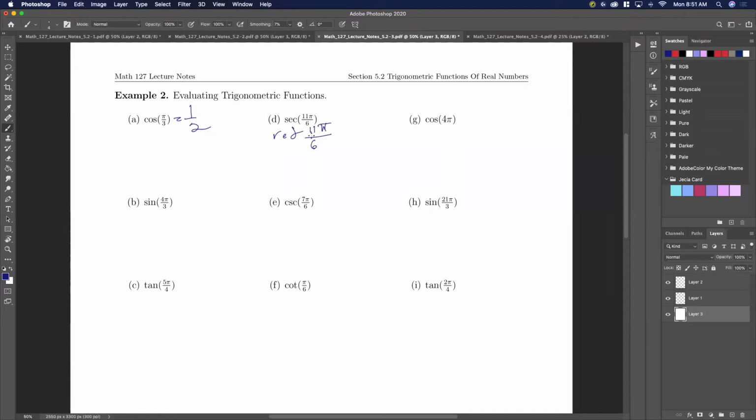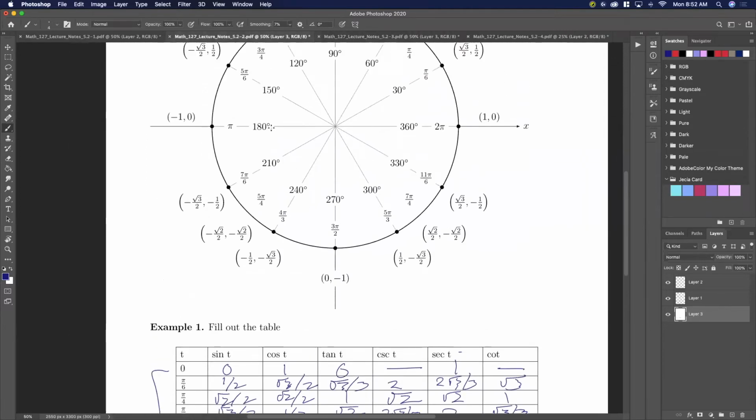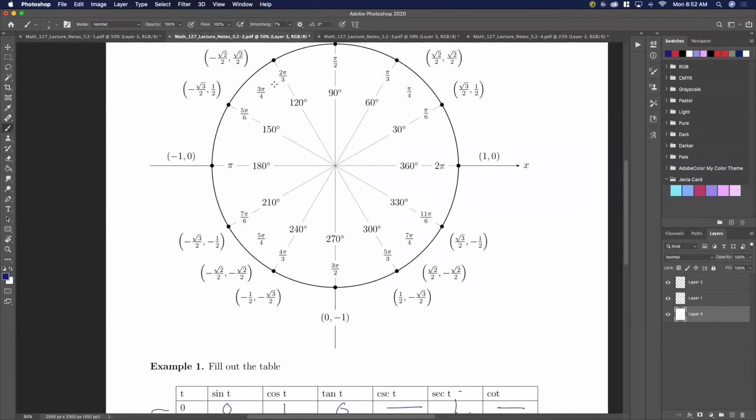So what's the reference angle here? Do you guys know? Pi over 6, yeah, so it's pi over 6. And if you need help, for now you can always just look right here. So here's 11 pi over 6, right? So my reference angle is pi over 6. Notice this is in quadrant 4.